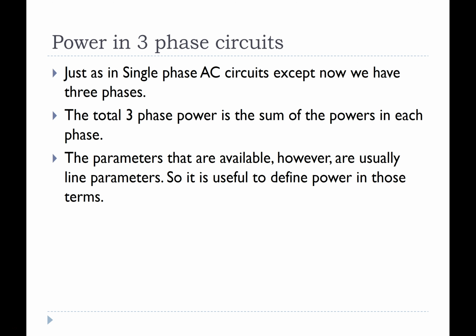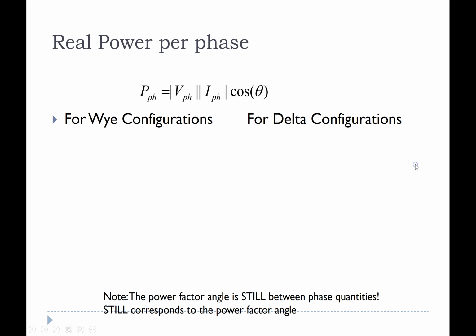But since we usually have line parameters to work with, which we don't have in single-phase systems, remember, line parameters means line to line. There is only one line in single phase, so you don't have that. You just have phase voltages and phase currents. Since we have line parameters in three phase, and these are the ones usually used, it's useful to derive the power in terms of these line parameters.